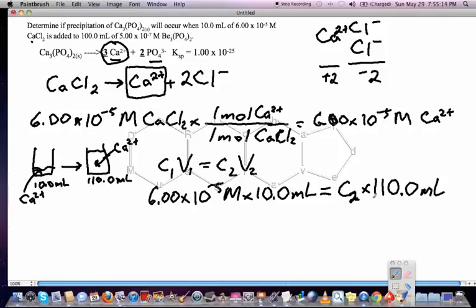Now you'll notice I don't have to do any conversions of milliliters to liters here. You might think we had to because we've got moles per liter over here, but we don't, because we've got milliliters on both sides, and they're actually going to cancel. So once we figure out, this will cancel with this, and what we're going to end up with is a value of C2, but in molar, and it will be 5.45 times 10 to the negative 6 molar.